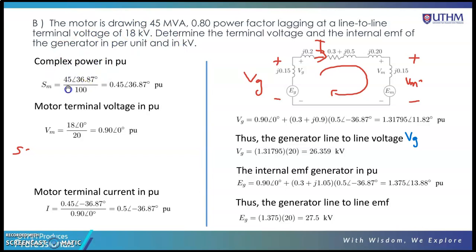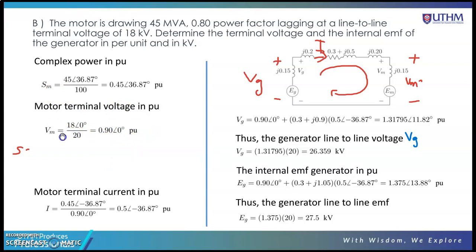Complex power in per unit, since your S actual equal to 45 angle 36.87, inverse cos 0.8. So you can get the S per unit, divided by your base. So this is the motor terminal in per unit. Now you have a voltage. V actual equal to 18 kilovolt over V base equal to 20 kilovolt. This is V motor per unit.